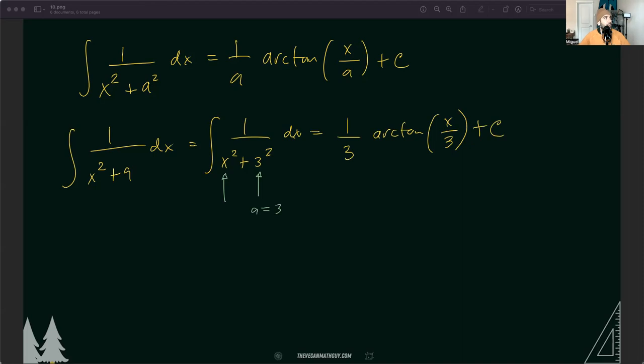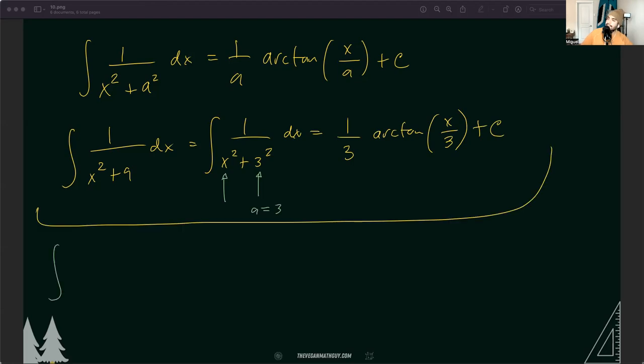But now, let me go ahead and show you a different problem. This is the arctan, but what happens when you have, this is the ln. What happens when you have 1 over x squared minus a squared, for example? Go ahead and let me know in the chat what you think that is. Or again, if you haven't covered it, that's totally fine.